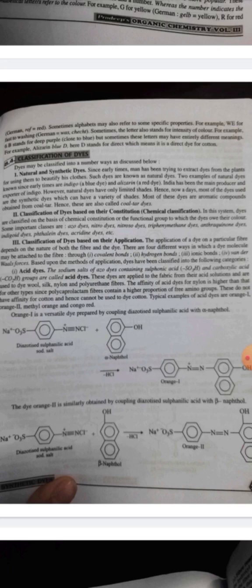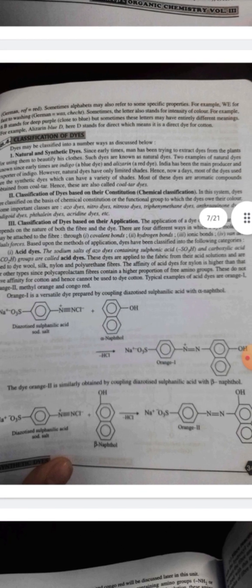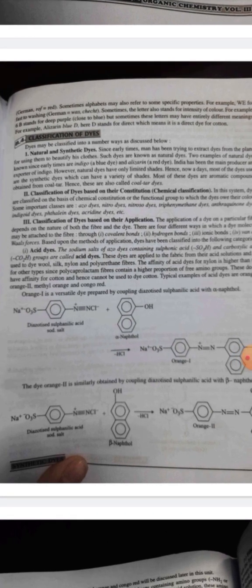Based on the method of these applications, dyes have been classified into the following categories. First is acid dyes. The sodium salts of azo dyes containing sulfonic acid and carboxylic acid groups are called acidic dyes. These dyes are applied to the fabric from their acidic solution and are used to dye wool, silk, nylon, and polyurethane fibers. The affinity of the acid dye for nylon is higher than for other types of fibers.